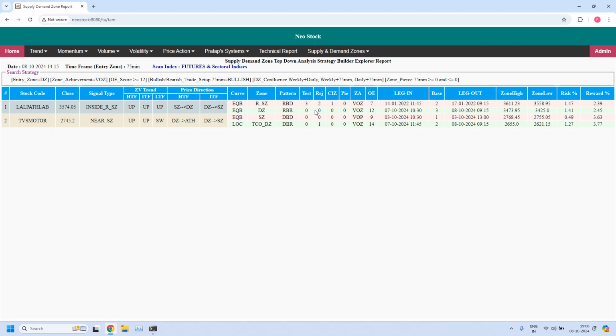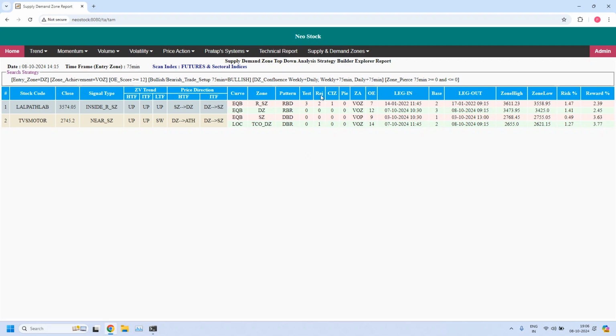I mean, this is LTF, ITF, HTF confluence. Sorry for my mistake. The 75 minute zone is part of a daily zone, and the 75 and daily together are again part of the weekly zone. And the weekly trend is up. Also, the weekly zones have weekly EMA confluence. These zones are 75 minute, but they are part of the weekly zones. Okay, these 2 stocks are high probability setups in the LTF, ITF, HTF confluence combination.